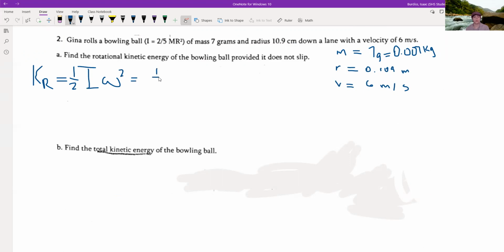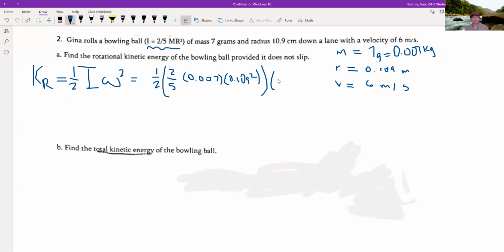Then I don't know what the moment of inertia is. So you have to do an equation within an equation, and that tells you which one to use. So we do 2/5 times, what was the mass? It was 0.007, and you multiply that by the radius, which is 0.109, and you have to make that squared. So that's the I, and then for the angular velocity, oh wait, they didn't tell us.